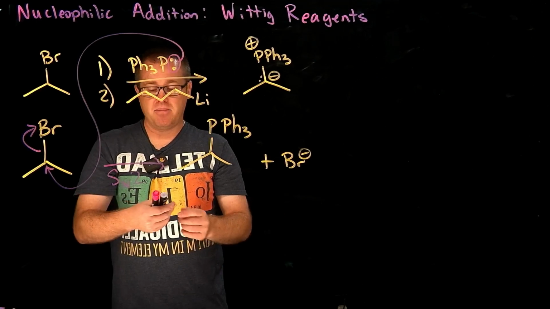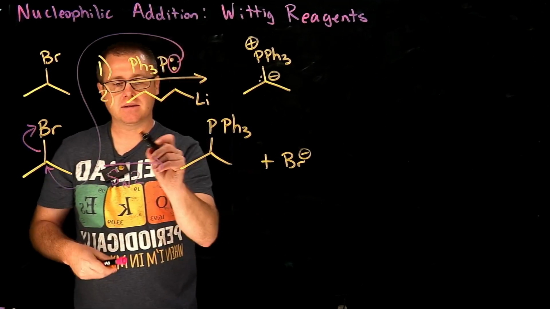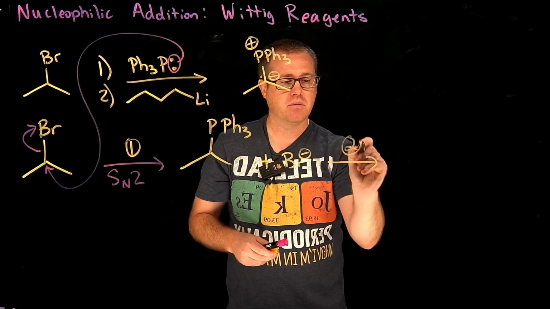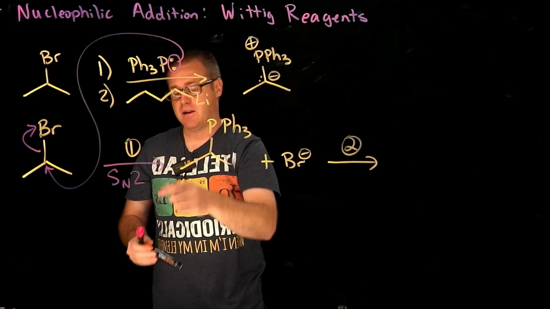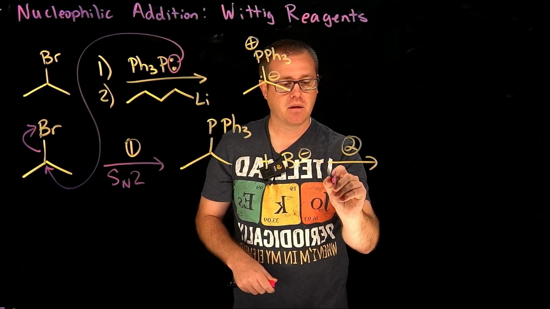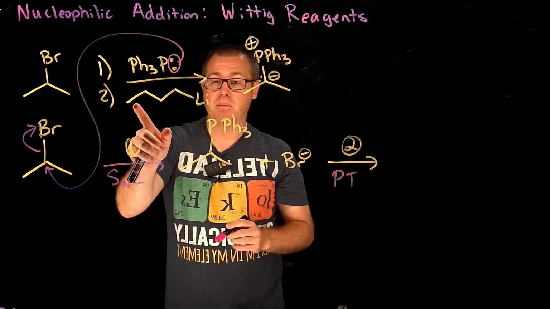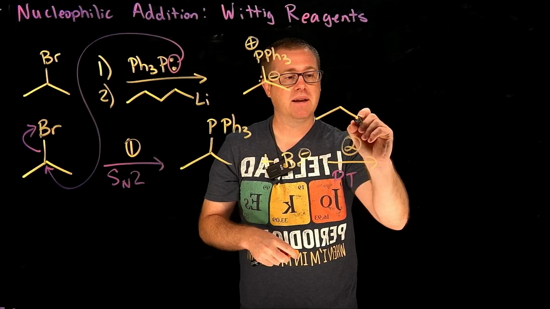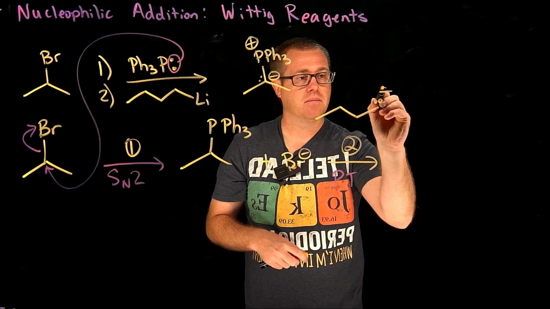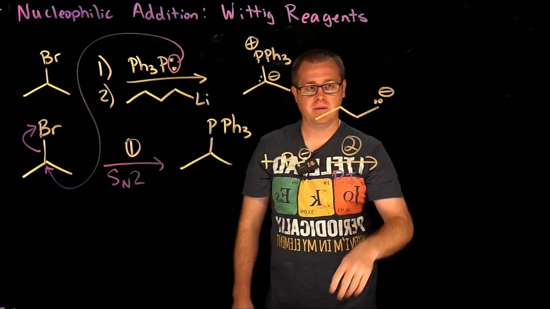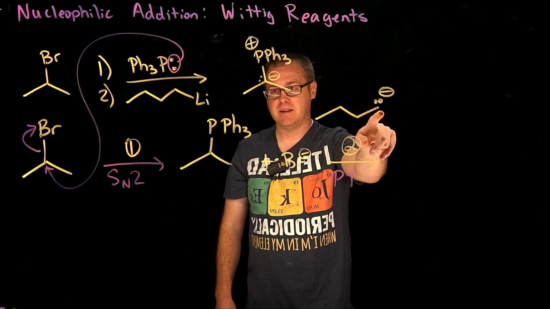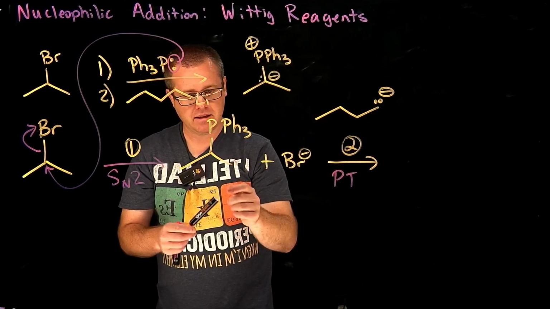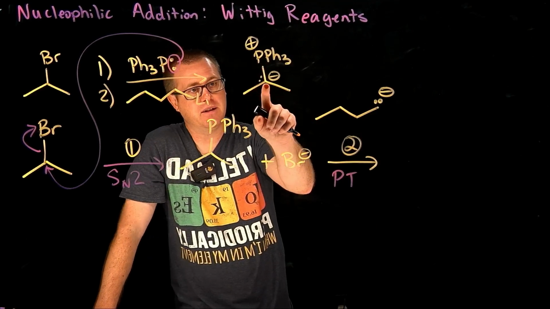So that is step one. Then we can do step two. And step two right here is simply a proton transfer. Because butyl lithium is a very, very strong base. And we could represent it like this. A negatively charged carbon. Very, very basic. And so we're going to take and eliminate the hydrogen to form the ylide here.